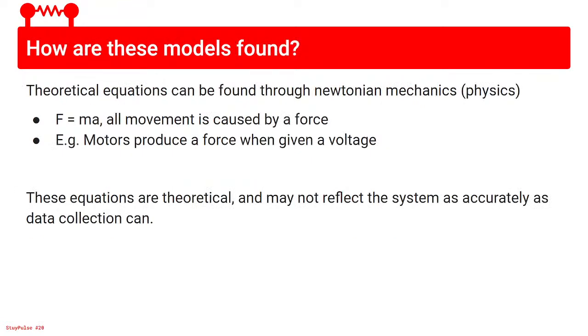So then how do you find these models? Because if you don't have a model, then this method is not useful. You can find theoretical equations through Newtonian mechanics, physics class. Stuff like F equals ma will help you here. And you can use the fact that motors produce a force when given a voltage. So when you have F, you can replace that with an equation for a motor. But that's kind of hard, and probably not as helpful because these equations are only theoretical. They just might not reflect the system as accurately as collecting data can.